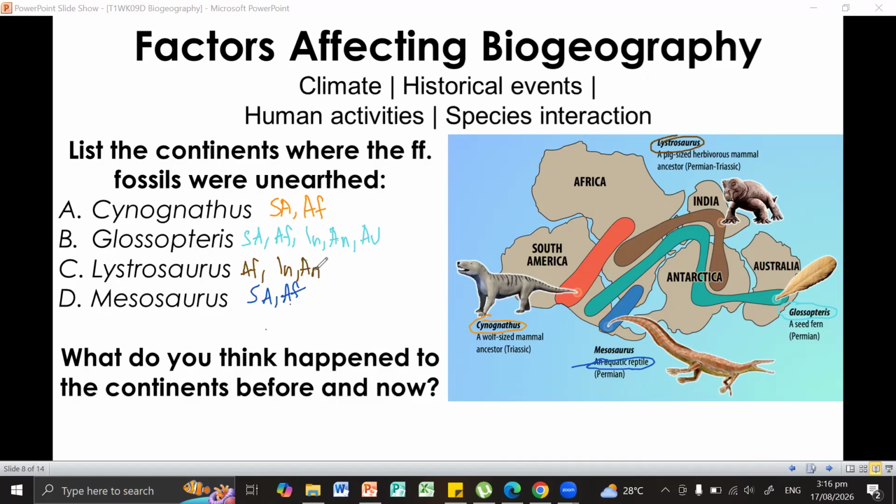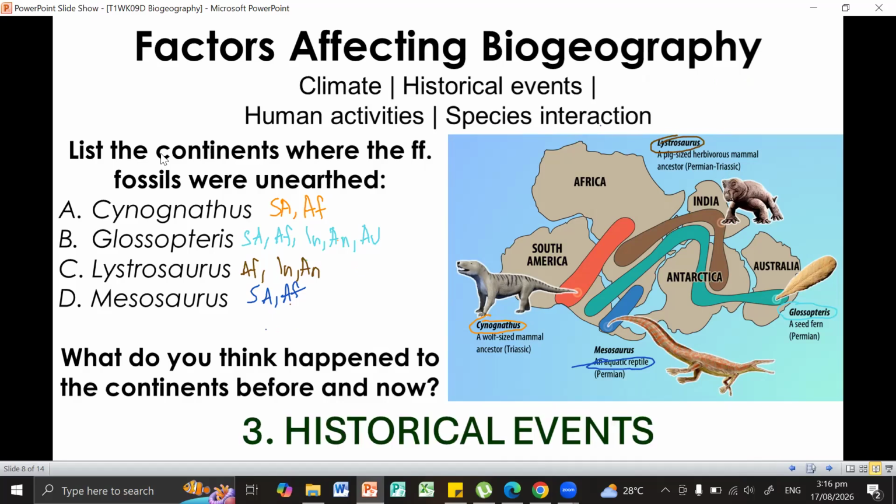What do you think happened to the continents before and now? So obviously the animals couldn't pass today when the continents are separated, because their size will prevent them, or they might drown, no? And we can assume that millions of years ago, these continents were joined together into one supercontinent called Pangaea. And the factor affecting biogeography here is none other than historical events.